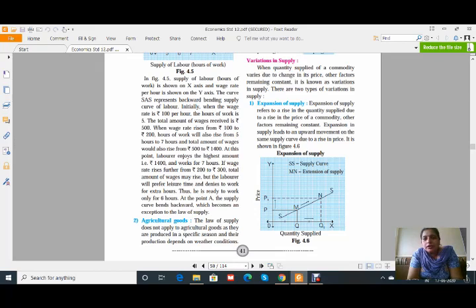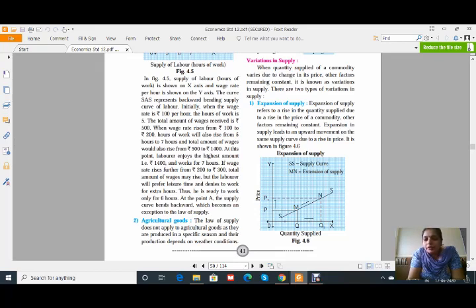Let us see, the first one is expansion of supply. It refers to a rise in quantity supplied due to a rise in the price of a commodity. See, when the price is rising, the supply is also increasing. That means expansion in supply leads to an upward movement of the same supply curve.